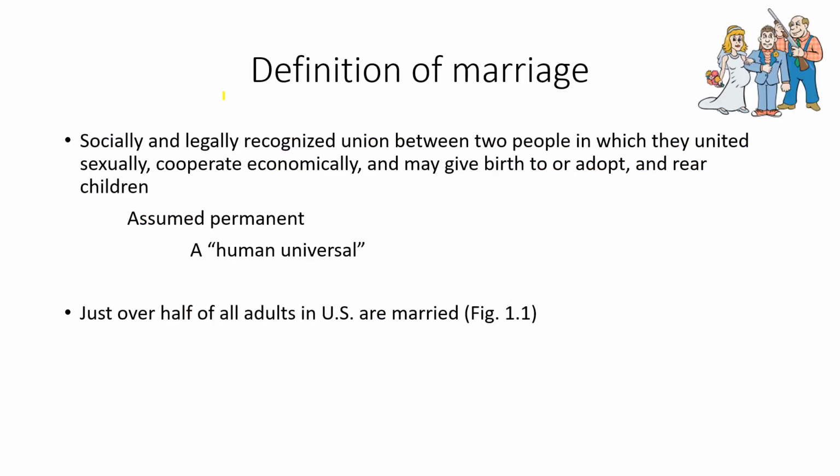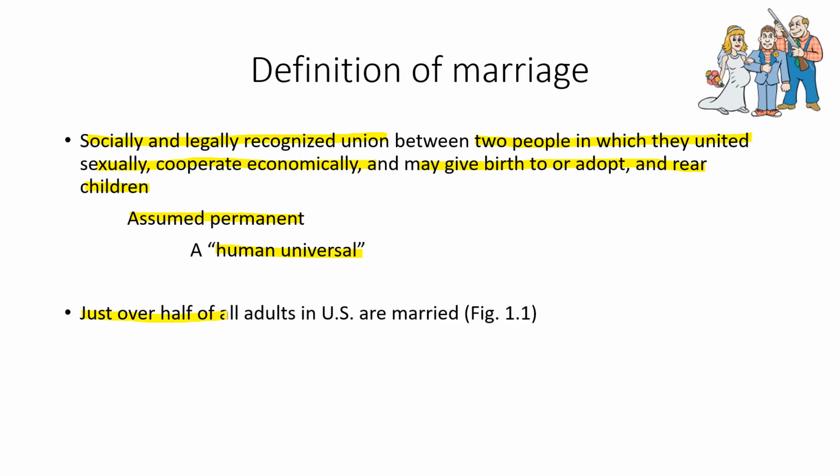The definition of marriage: that's the socially and legally recognized union between two people in which they are united sexually, cooperate economically, and may give birth to or adopt and rear children. Marriage, even in today's world, is still assumed to be permanent. We'll talk about divorce and separation. But marriage is considered a human universal, in that all cultures have developed some form of marriage without the benefit of communicating between cultures and saying, oh, this sounds like a good idea, why don't y'all try this? Well, no, all cultures have developed that on their own. That's why it's called a human universal.